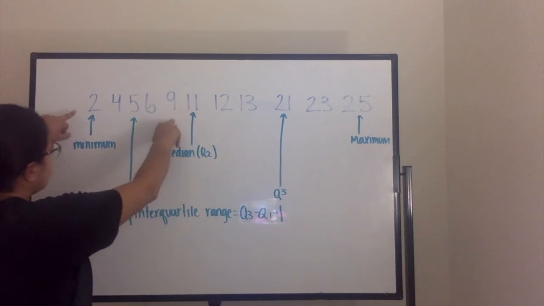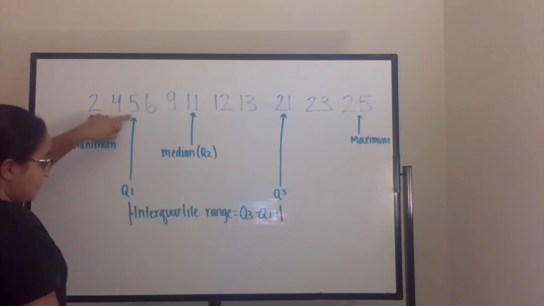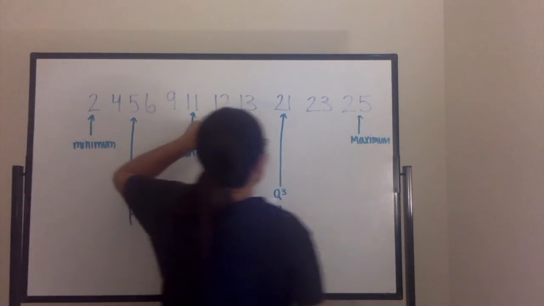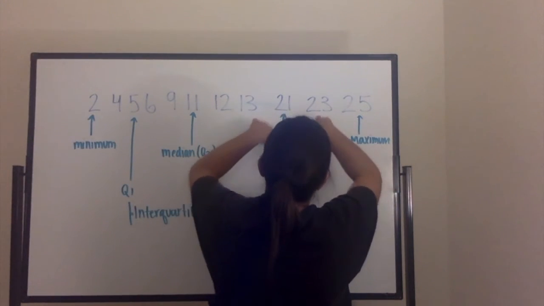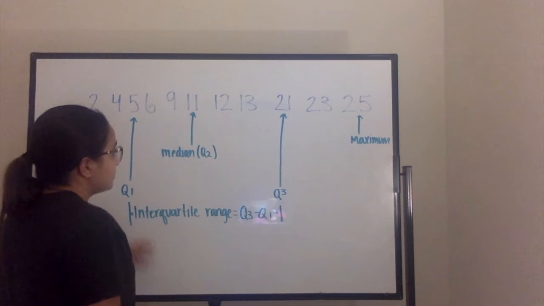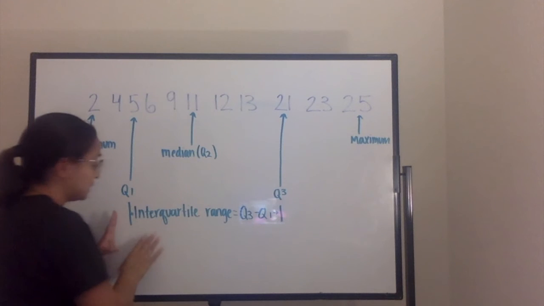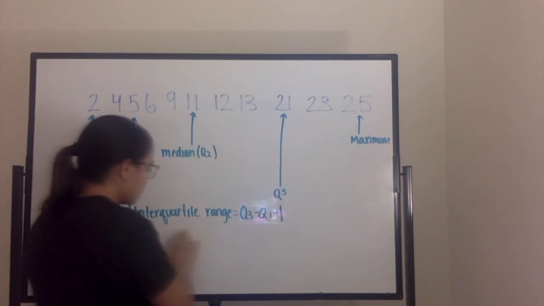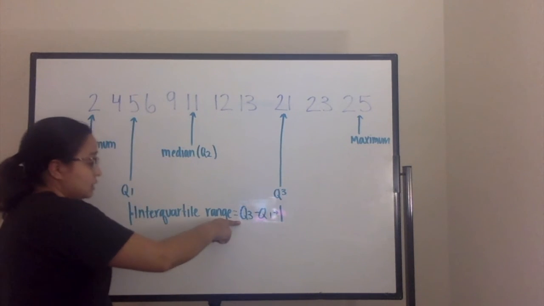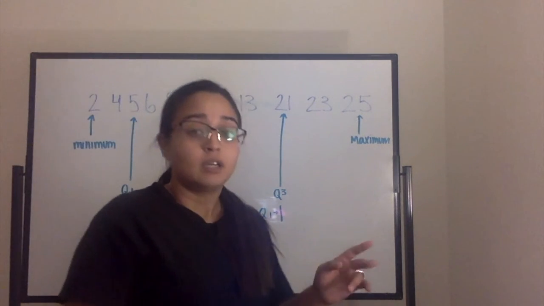Okay? Our median in our lower half, out of 5 numbers, is 5. That is Q1 right here. And our median from our upper half is 21. So right there, Q3. So these are the numbers that we are dealing with. Now, like I mentioned, the interquartile range is the difference between Q3 and Q1, which means you're going to subtract Q1 from Q3 to find that interquartile range.